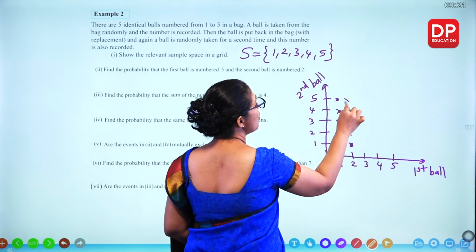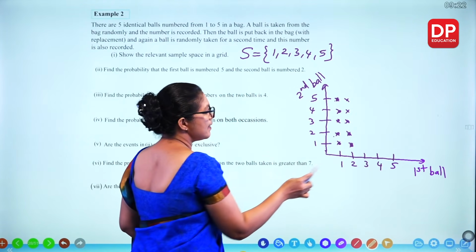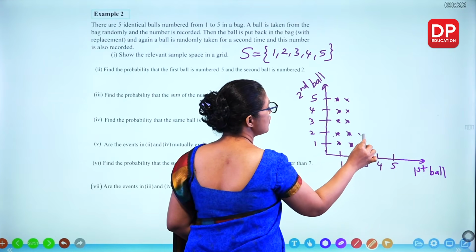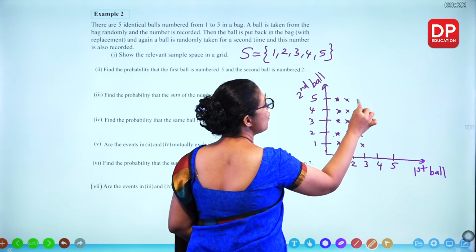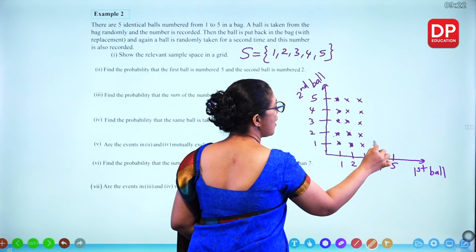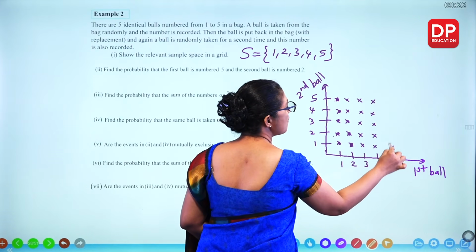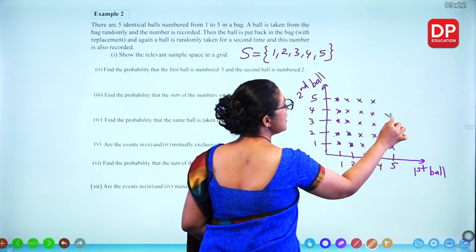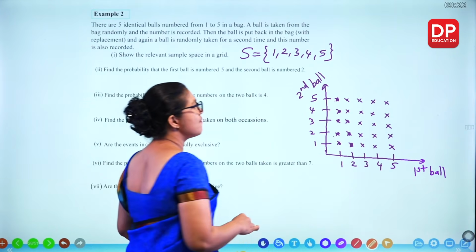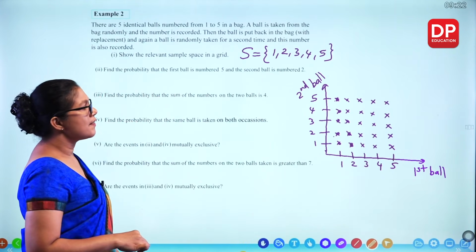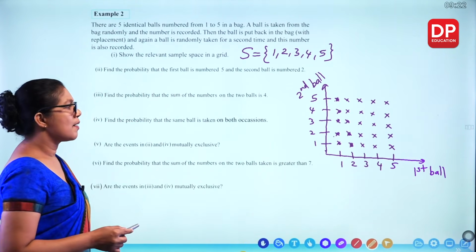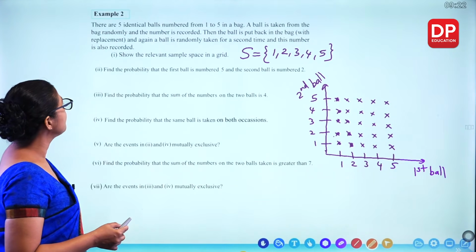2, 4, 2, 5. Then this one: 3, 1, 3, 2, 3, 3, 3, 4, 3, 5. 4, 1, 4, 2, 4, 3, 4, 4, 4, 5. 5, 1, 5, 2, 5, 3, 5, 4, 5, 5. So those are the possible outcomes you can get.